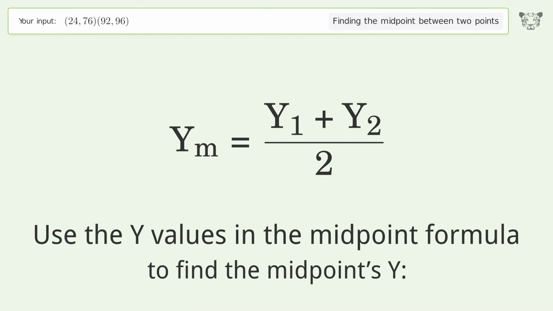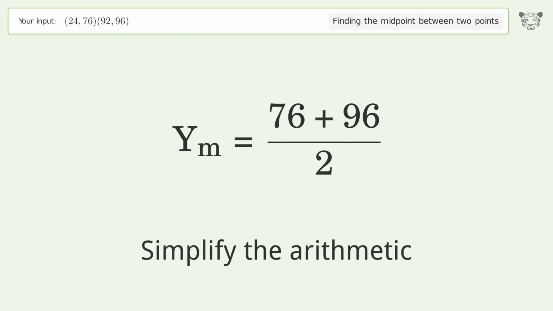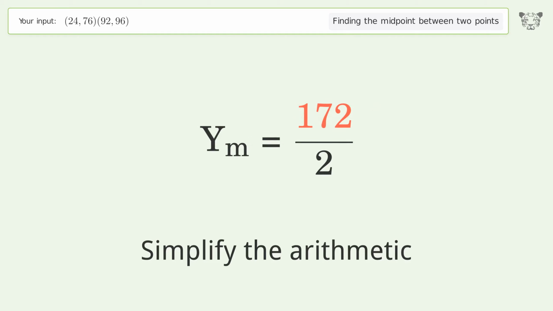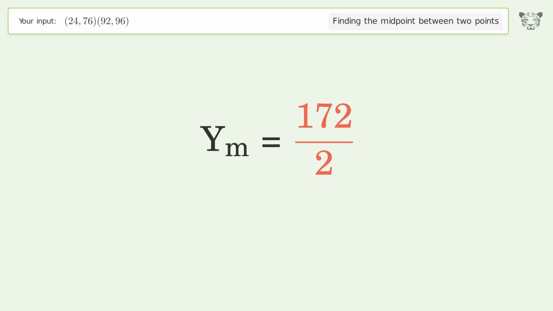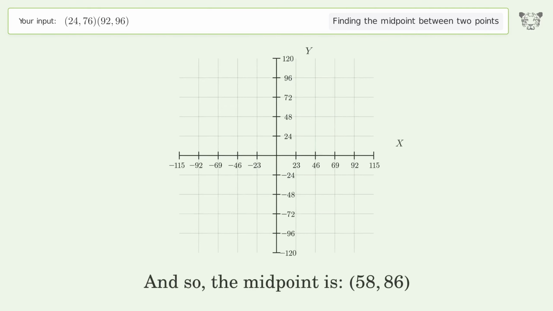Use the y values in the midpoint formula to find the midpoint's y. y1 equals 76. y2 equals 96. Simplify the arithmetic. And so, the midpoint is 58,86.